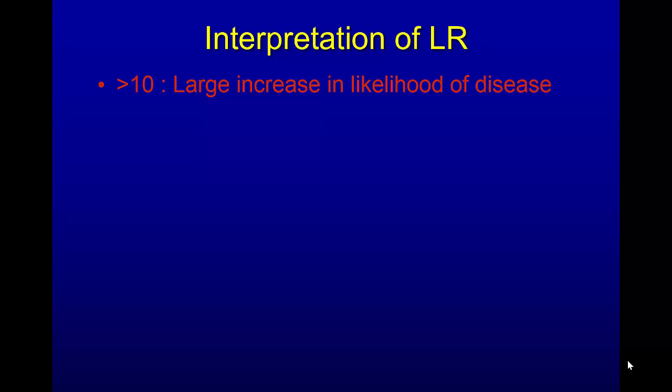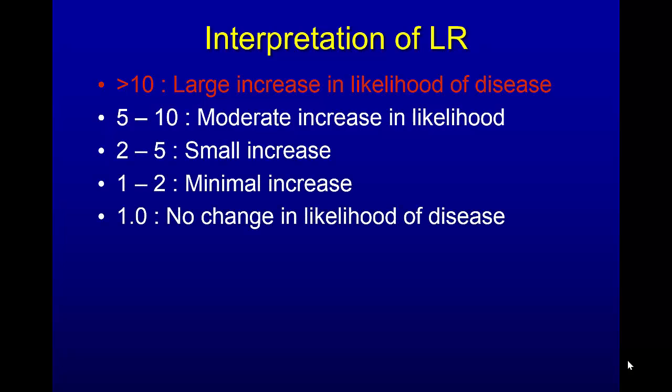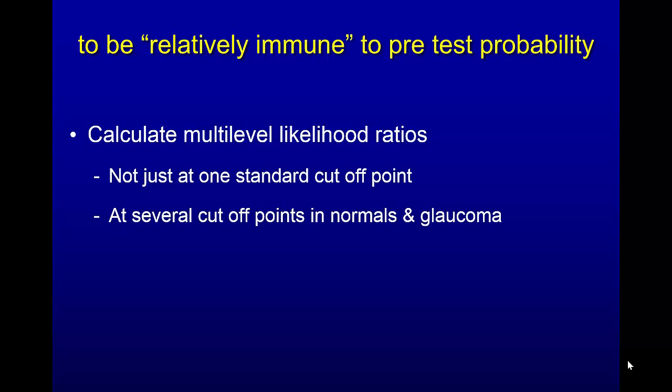So the interpretation of the likelihood ratio: more than 10 is a large increase. Obviously, 1 is no change in the likelihood of disease, and for the negative likelihood ratios, less than 0.1 is a large decrease in the probability of disease.